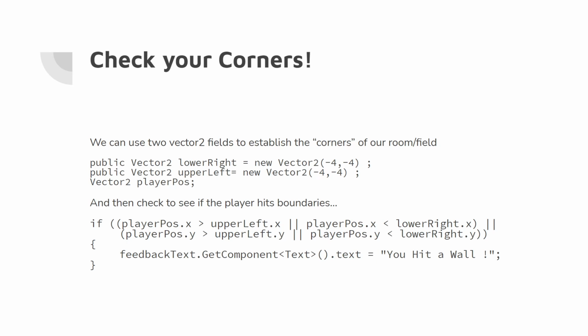Important thing about this, though: we didn't prevent them from moving outside. We just said you hit the wall. So the next step would be, of course, to say, well, what do we want to do? We could step in and say player position dot y equals, or clamp it, or do something to say, don't let them go outside of that.